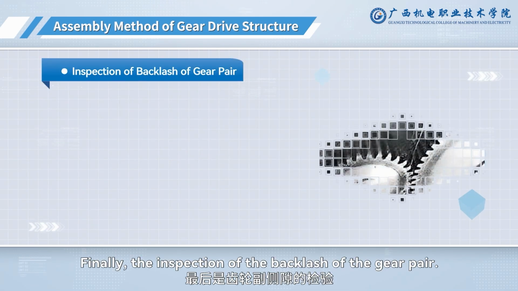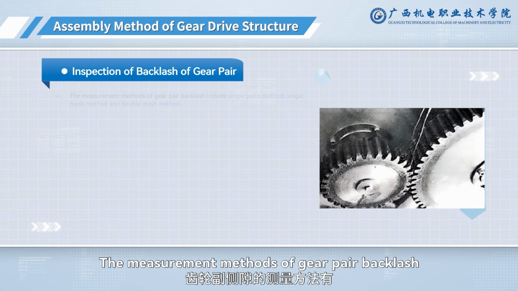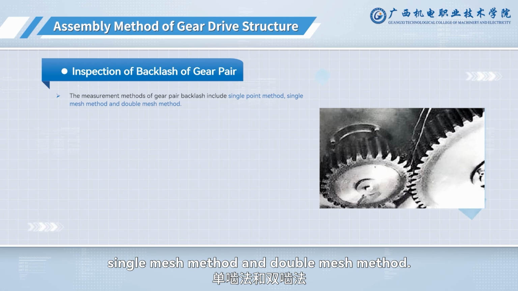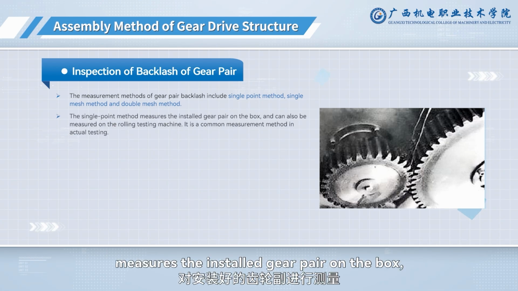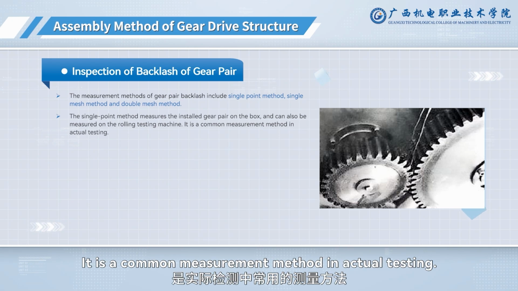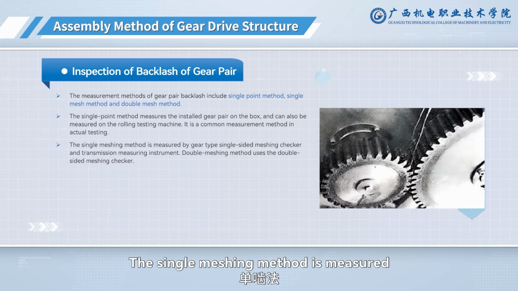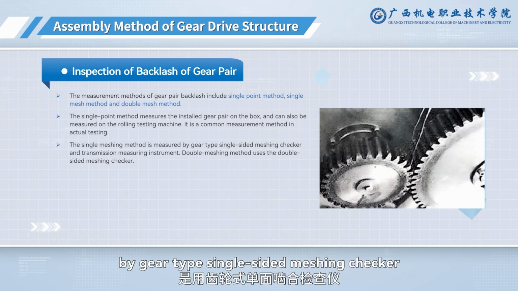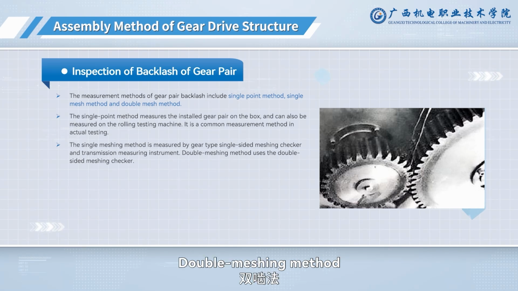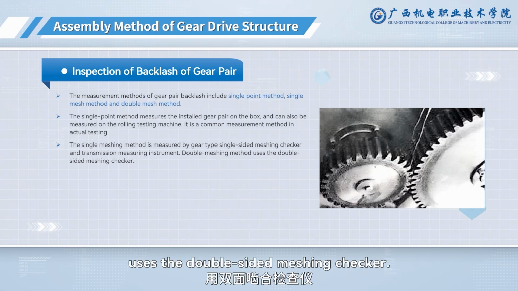Finally, the inspection of the backlash of the gear pair. The measurement methods of gear pair backlash include the single point method, single mesh method, and double mesh method. The single point method measures the installed gear pair on the box. It can also be measured on the rolling testing machine. It is a common measurement method in actual testing. The single meshing method is measured by a gear-type single-sided meshing checker and transmission measuring instrument. The double meshing method uses the double-sided meshing checker.